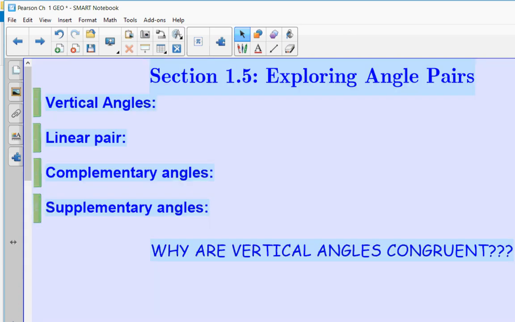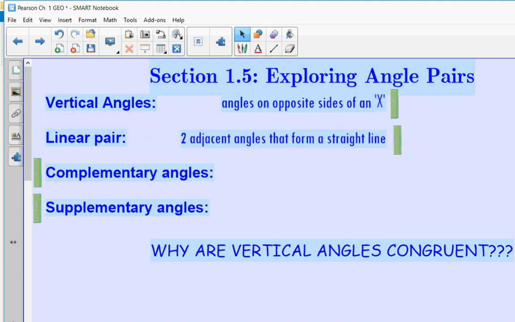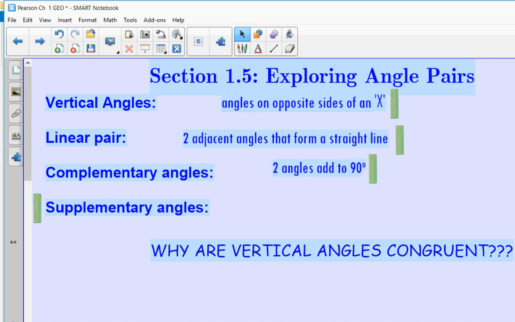All right, section 1.5 is talking about angle pairs. So pairs means two. So vertical angles, angles on opposite sides of an X, a linear pair, two adjacent angles that form a straight line, complementary angles, two angles that add to 90, and supplementary angles, two angles that add to 180. So really important here.